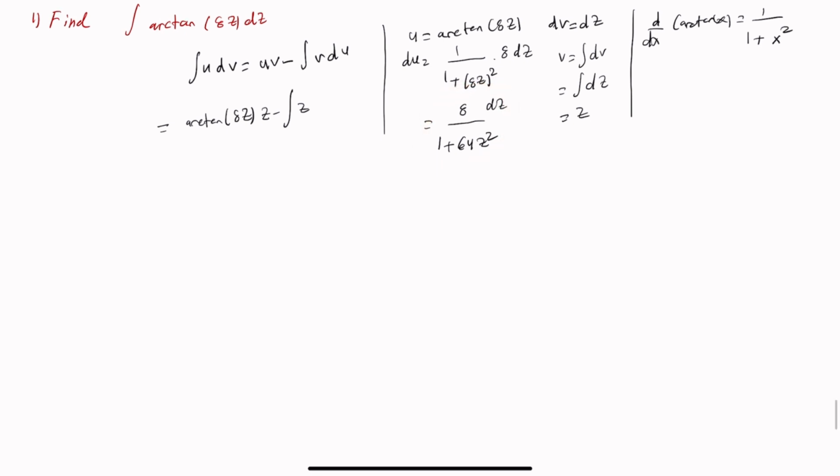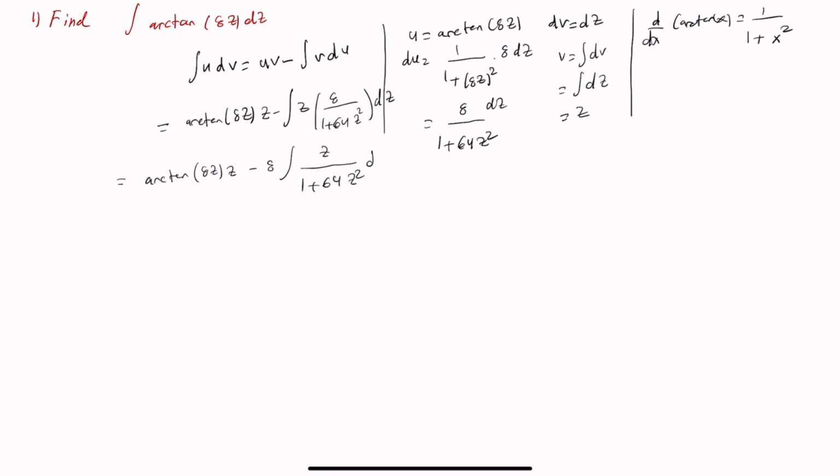So that's going to be 8 over 1 plus 64 z squared dz. Now for the next step, I'm gonna move this constant out of the integral. So this is gonna be equal to arctan of 8z multiplied by z, then minus 8 times the integral of z over 1 plus 64 z squared dz.